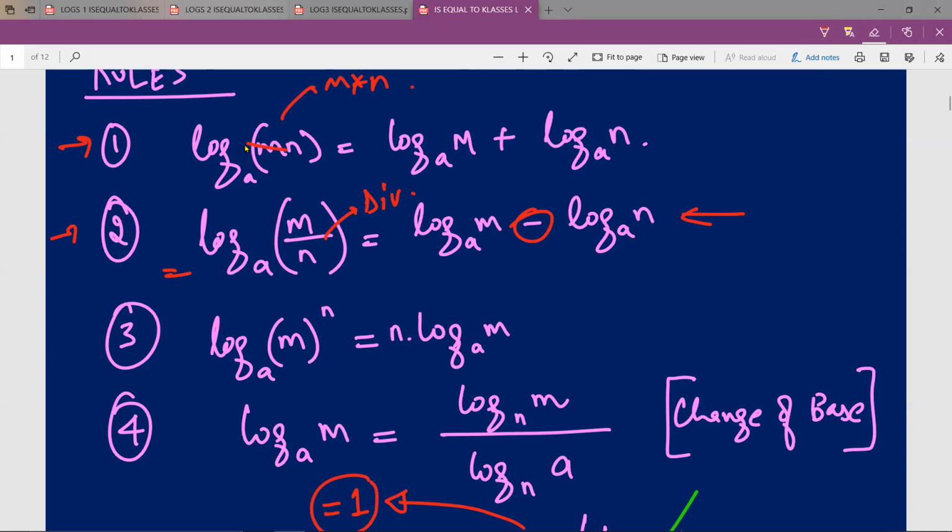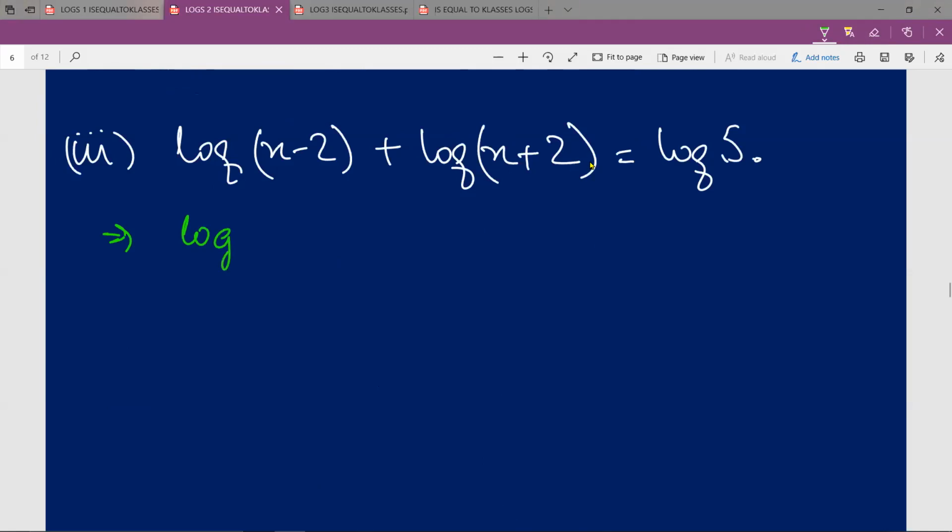And our first law states that log of mn to the base a is equal to log of m to the base a plus log of n to the base a. Now mn can be translated as m into n. Please remember that. So where there's addition, there's multiplication. Where there is subtraction, there'll be division. Now over here in this question, there'll be addition. So therefore, log of m to the base a plus log of n to the base a. So therefore, log of square brackets x minus 2, where there's addition, there'll be multiplication. And please note that this is our right multiplication is equal to log of 5.